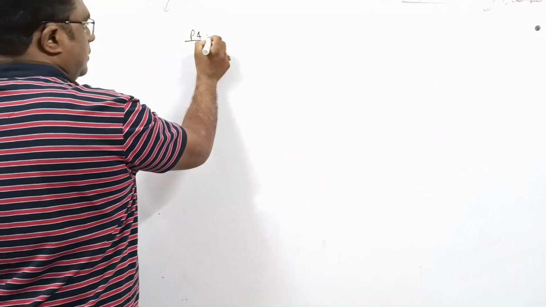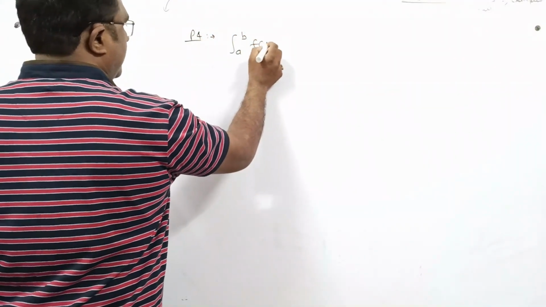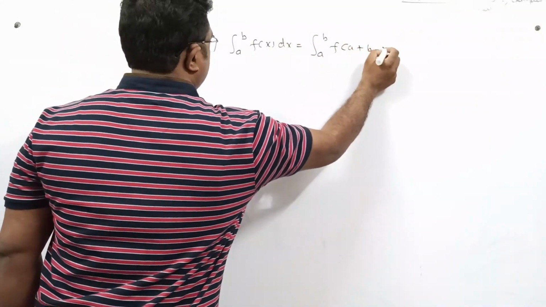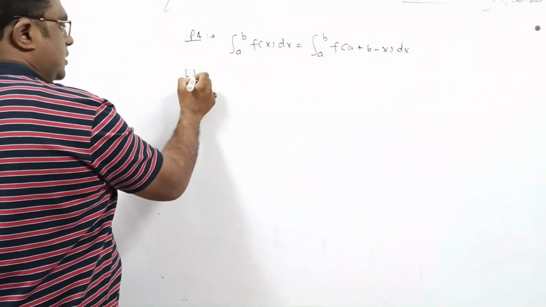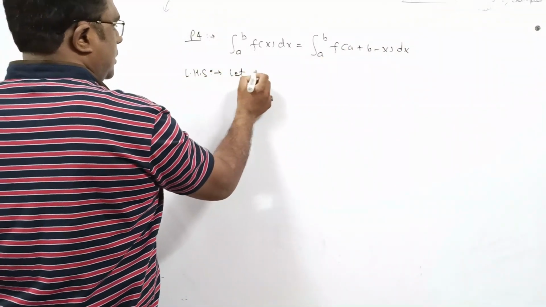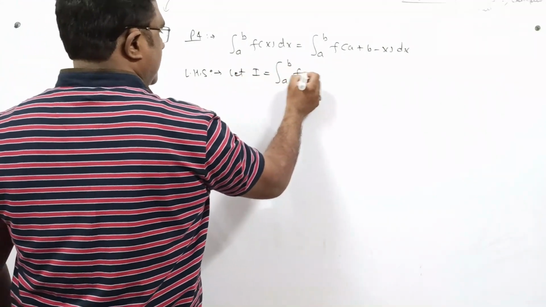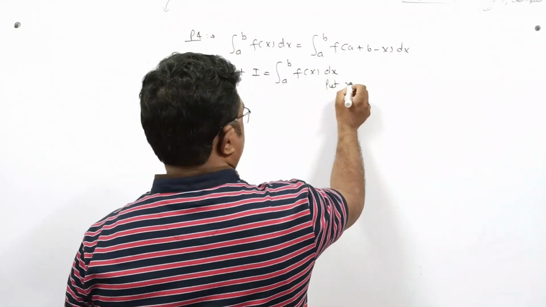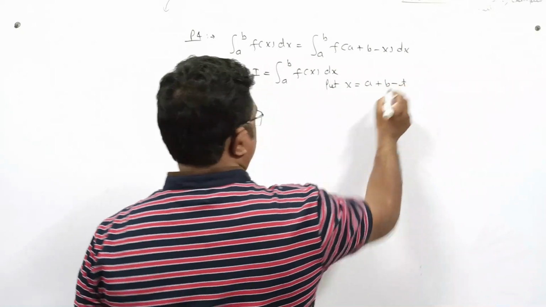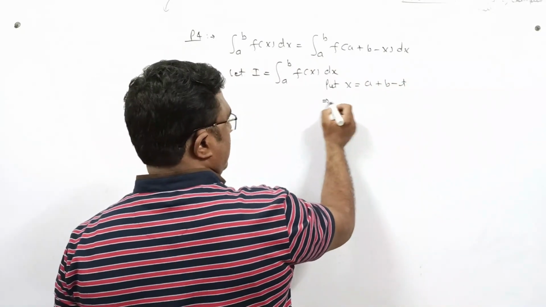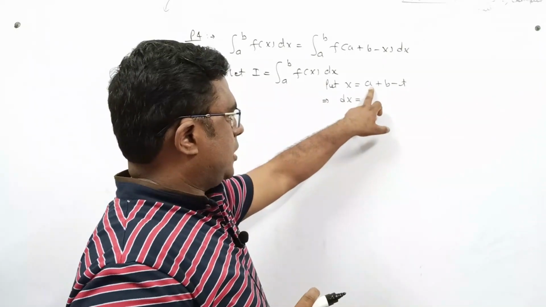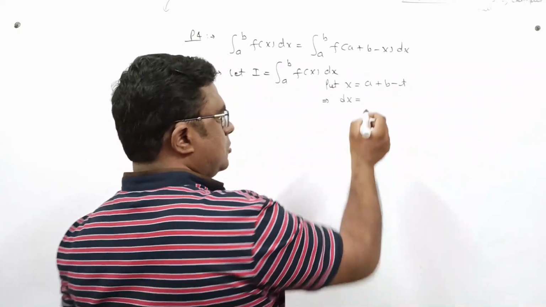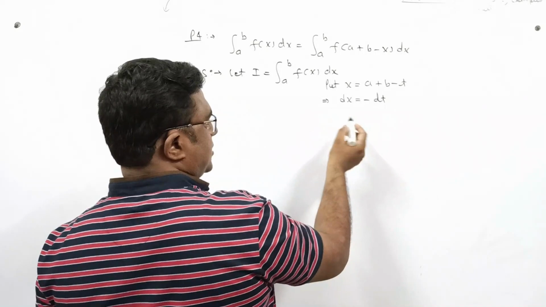Property number 4 was integral a to b f(x) dx is equal to integral a to b f(a plus b minus x) dx. Left hand side, let I is equal to integral a to b f(x) dx. This time I am putting x is equal to a plus b minus t. This implies that dx equals the derivative of the constant, which is 0, so minus dt. Now we will change the limits.